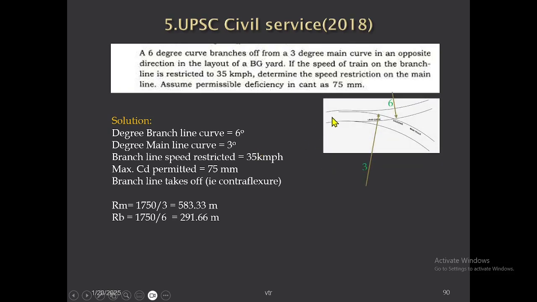Okay, this is our main line. This is where your branch line takes off, the contraflexure. This is your curve: degree is 3 and radius is 583.33. This degree of curve is 6 and radius is 291.6 meter. Okay.